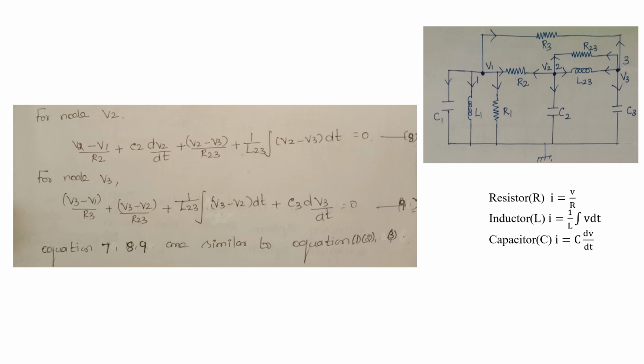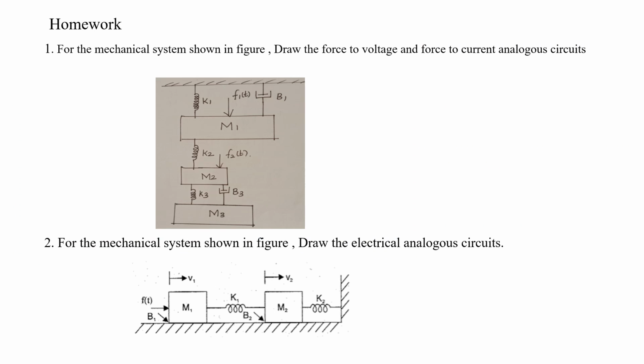If you know the formula, we can easily obtain the electrical analogous circuit and also all the equations for voltage as well as currents. The next homework, electrical analogous to mechanical translational system. We are obtaining force to voltage as well as force to current analogous circuit, isn't it?